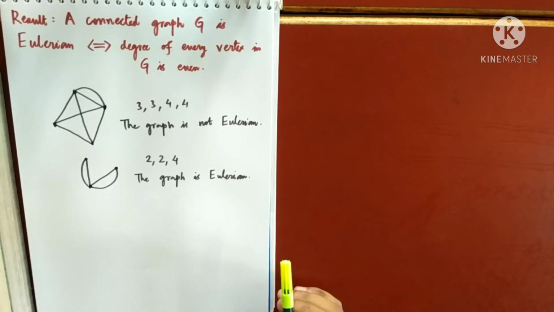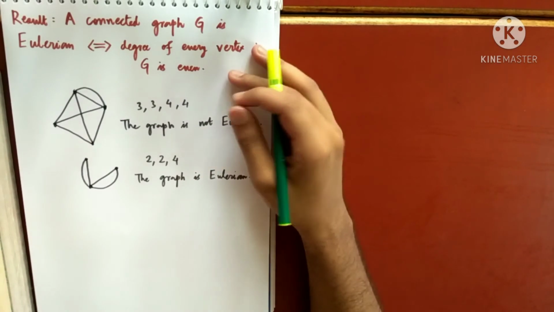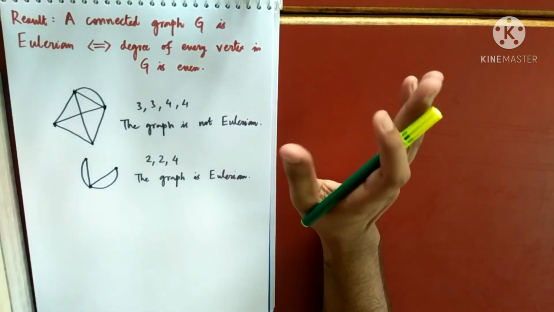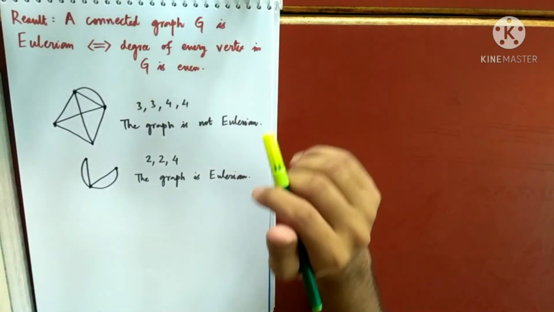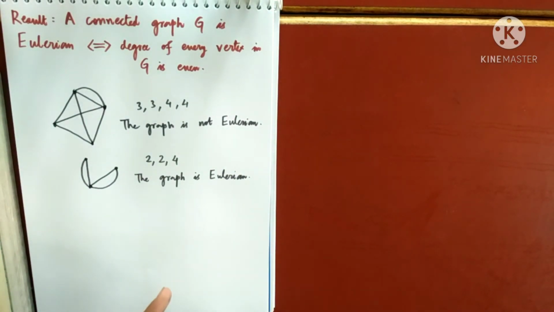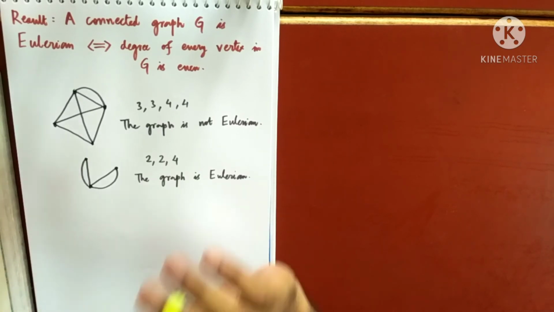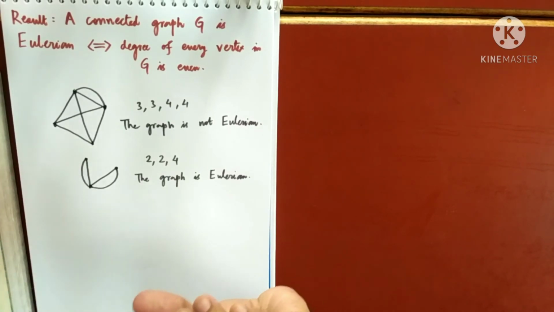One last thing I forgot to conclude. Just by looking at the graph, we can tell whether the graph is Eulerian or not. And second, this theorem will only give you the answer whether the graph is Eulerian or not, but it will not give you the Euler circuit. It will not give you a method to find the Euler circuit.